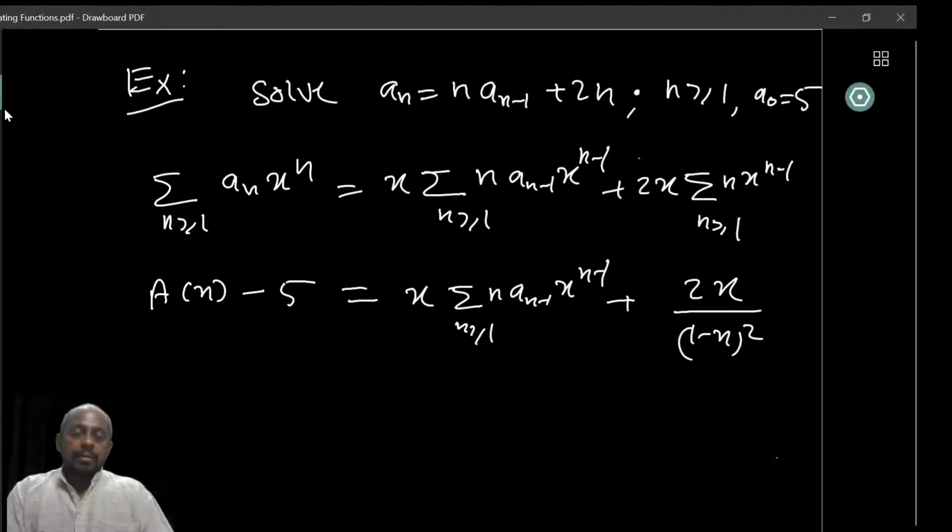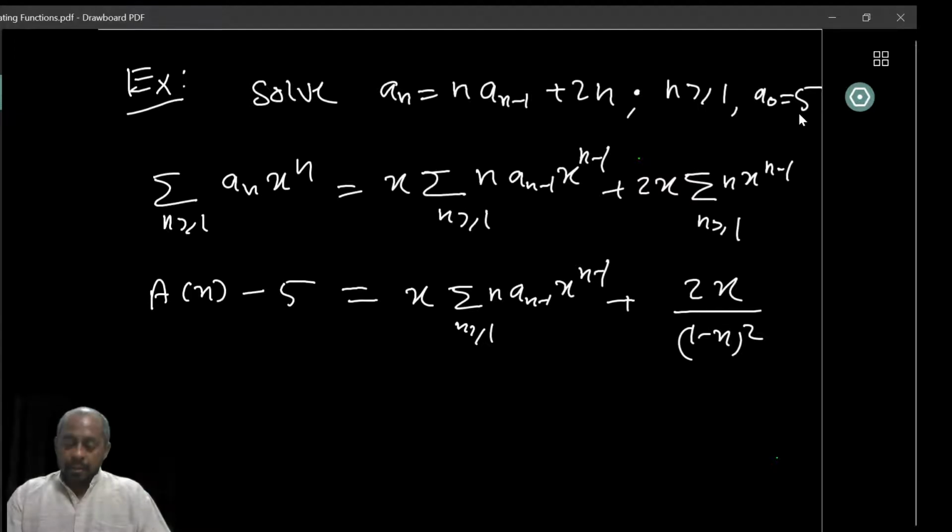So regarding the generating functions, let us look at one more example to solve a recurrence relation. In here, you are given the following recurrence relation where a_n is equal to n into a_{n-1} plus 2n for n greater than or equal to 1, and a_0 is 5, which is the initial condition. Once we have the recurrence relation, we proceed as follows.